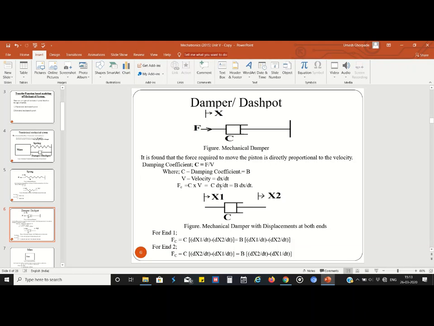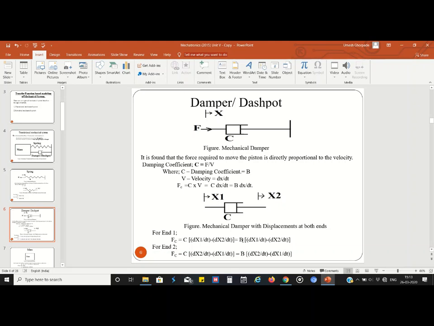Velocity is nothing but the rate of change of displacement with respect to time. So we can take it as c dx/dt or b dx/dt. In the first case, one end is ground and the other end has the force, or it is connected to another element. In the second case, both ends are open, so for one end the equation is Fc equal to c, velocity at one end dx1/dt, and velocity at the other end, that is minus dx2/dt. So we can replace c with b.